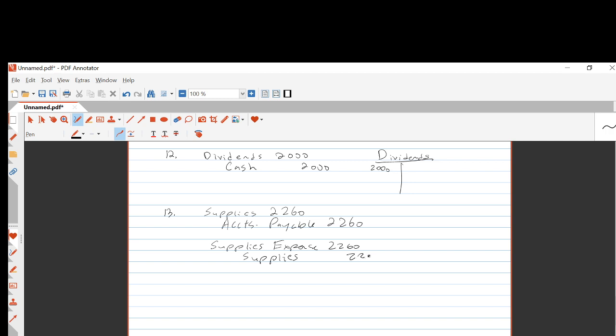And so what they want you to do here is just do one journal entry. If you look here, we debited supplies for 2260, and then we credited supplies for 2260, and so that kind of nets out to zero. And so really all we've done is the net effect. What they want you to do from these two journal entries is just debit supplies expense for 2260 and credit accounts payable, because that's the net effect of the two entries.